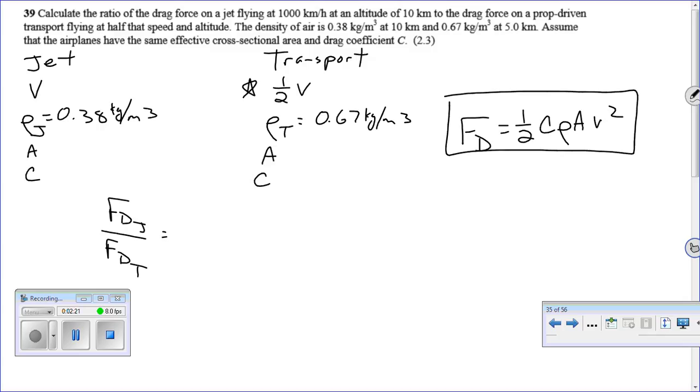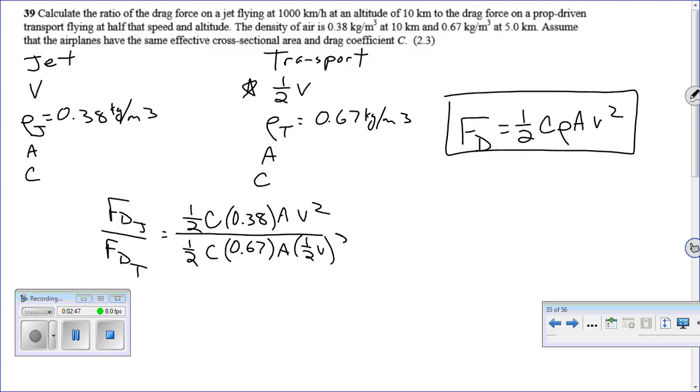So let's plug in our numbers over here. For the jet, we're going to get 1/2 coefficient times density, which is 0.38, times our area times our velocity squared. Divide that by the drag force for the transport. So that's 1/2, same coefficient, different density, same area, half of the velocity squared.